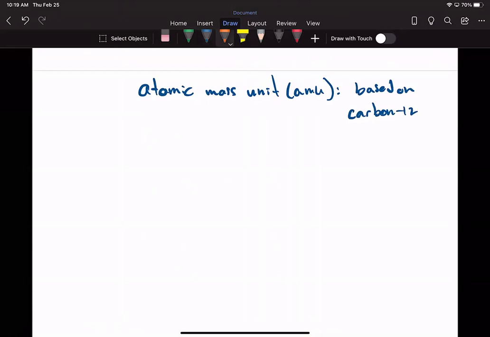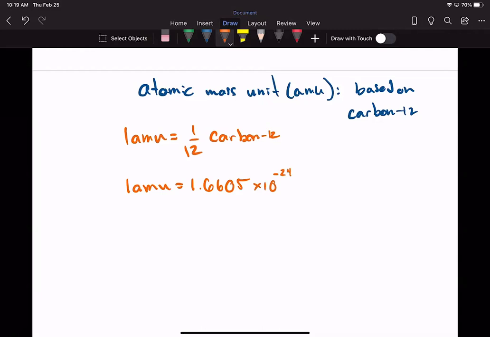So 1 AMU was equal to 1/12 of carbon 12. That's not carbon minus 12. It's just labeled carbon 12. That's what we call it. So it's not 1/12 times carbon minus 12. 1 AMU is just equal to 1/12 of the isotope carbon 12. All right. And comparing it to grams, 1 AMU is equal to 1.6605 times 10 to the minus 24 grams. And this is what an AMU weighs in grams.